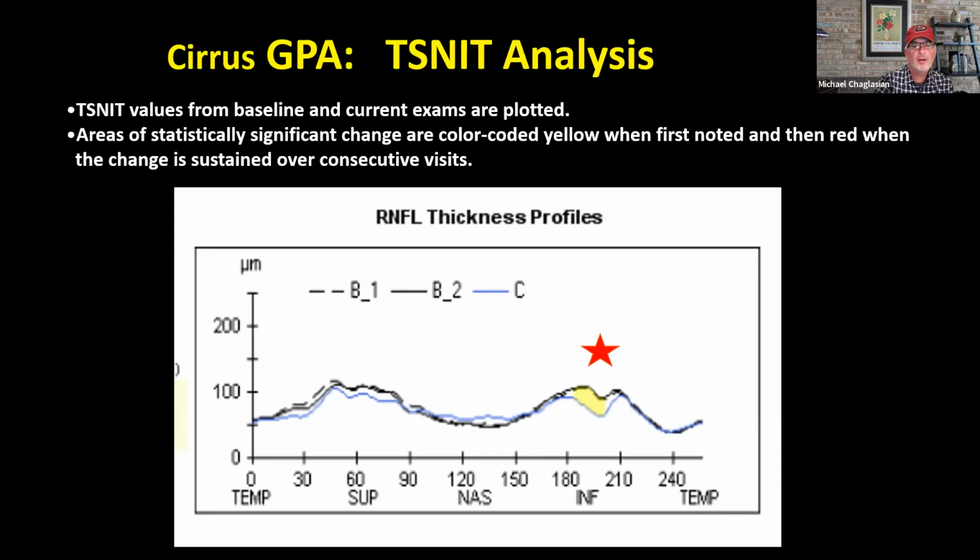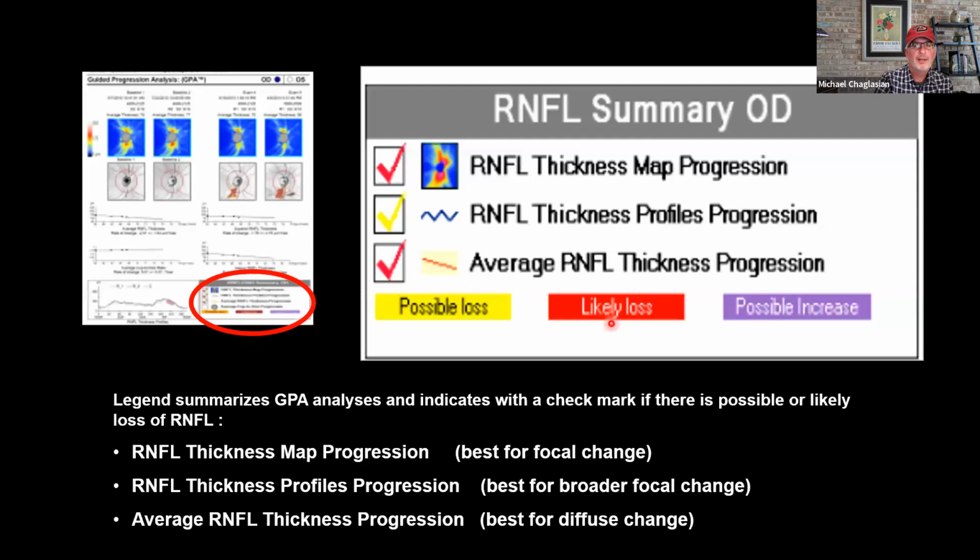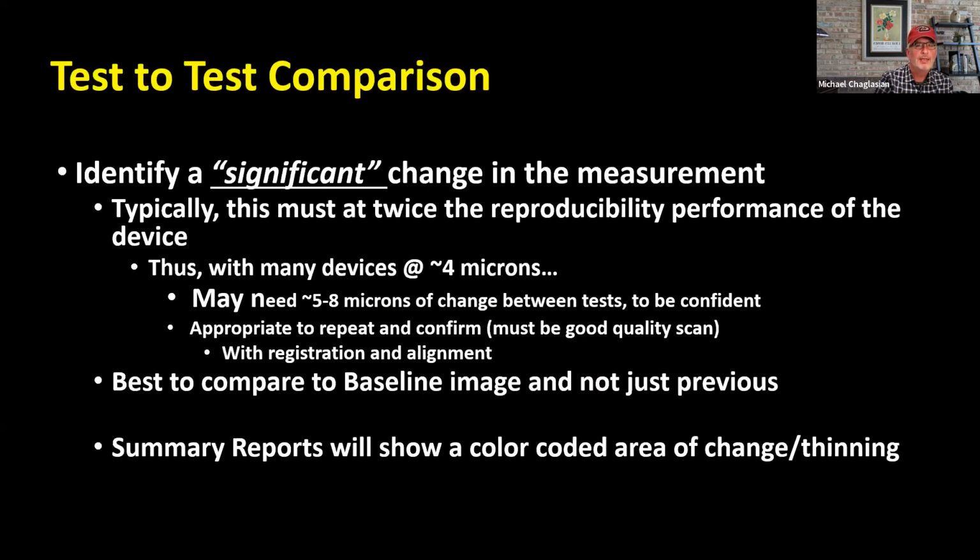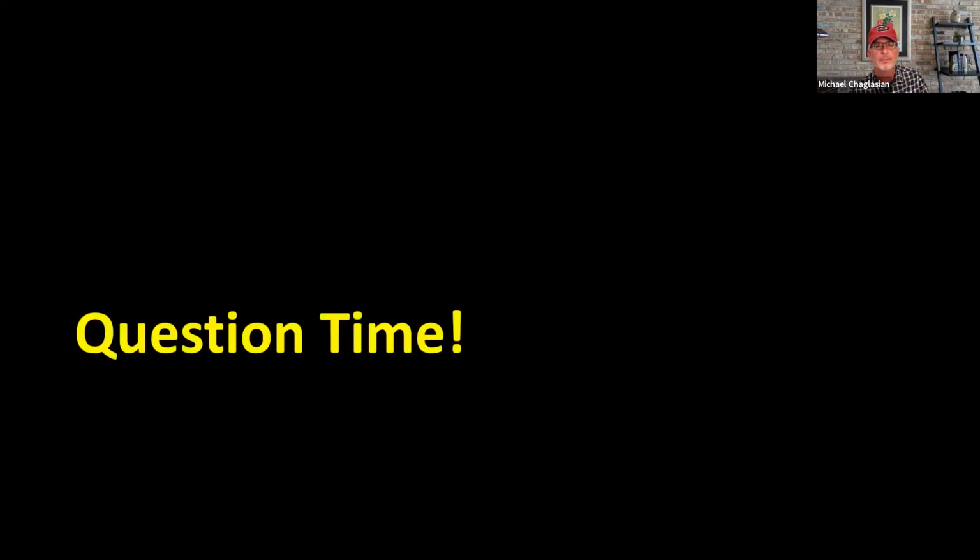So you can do it with RNFL thickness profiles. This report helps you out with just a descriptive value, the test-to-test comparison. This is sort of that answer where I was answering 5 to 8 microns between tests. So if you want to, get the slide here, this answers my question. This is the answer to the question that I just answered.